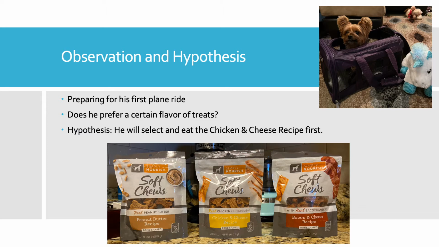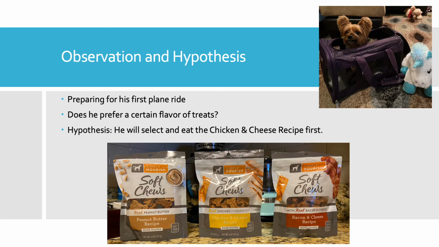So what I wanted to do was I picked a certain brand and he really likes these. He's actually eaten all three of them before. And what I'm going to do is actually test, does he have a preference? So my hypothesis is, of these three different flavors from this brand, I have peanut butter recipe, chicken and cheese recipe, and bacon and cheese recipe, that he is going to select the chicken and cheese recipe first because he loves chicken. That is his go-to food. He will eat anything chicken. So that's what I think he's going to pick first if I give him the opportunity.